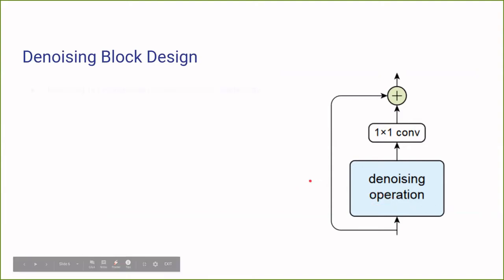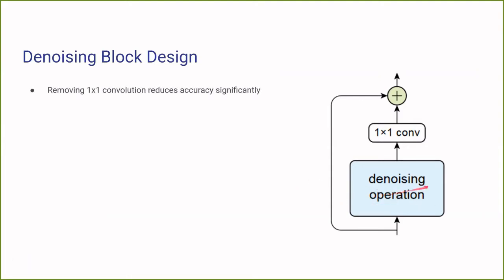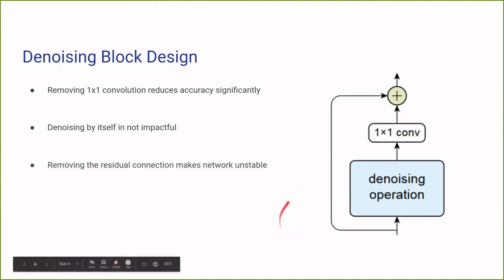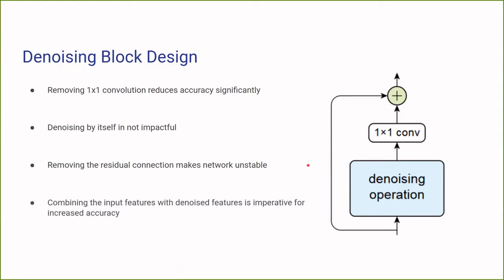The output is sent to the next ResNet layer. So when designing this, they decided to test how important each feature was. When they removed the one-by-one convolution, the accuracy of the model was reduced drastically. This indicates that the denoising by itself isn't impactful for improving the robustness. And when they removed the residual connection, the loss function refused to decrease. So for the denoising block to work, you need the residual connection and the one-by-one convolution.